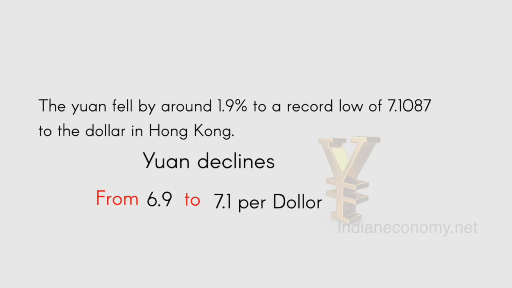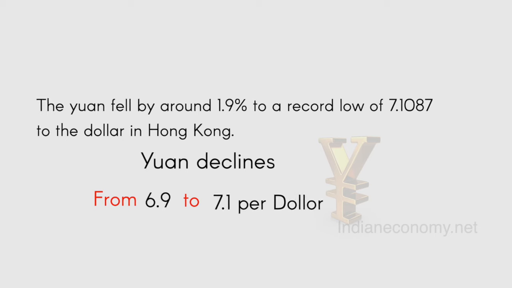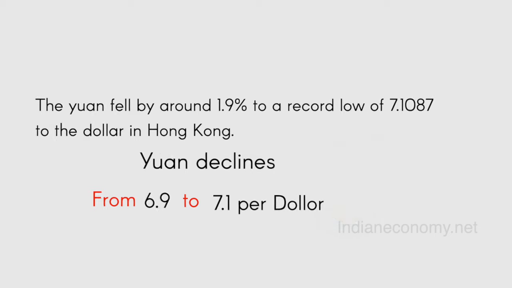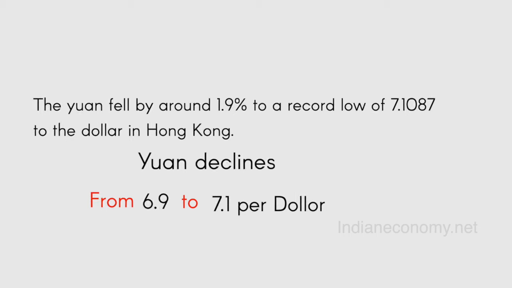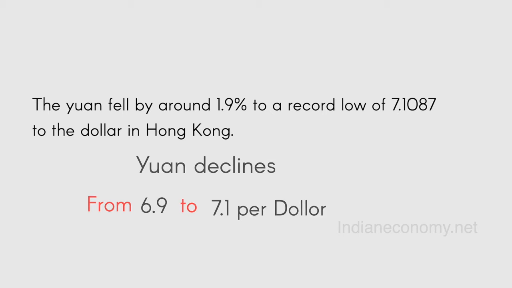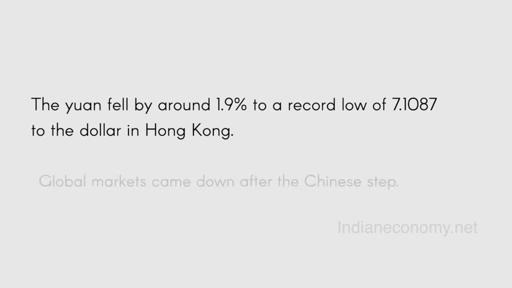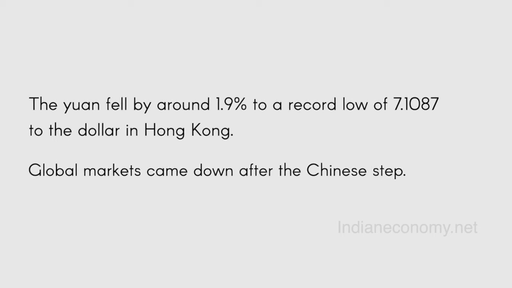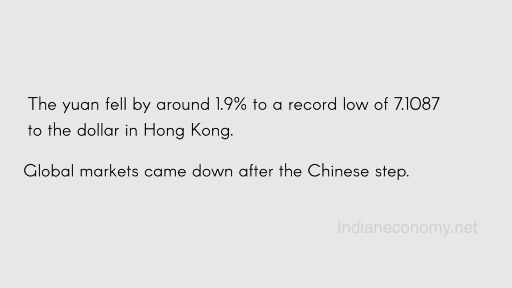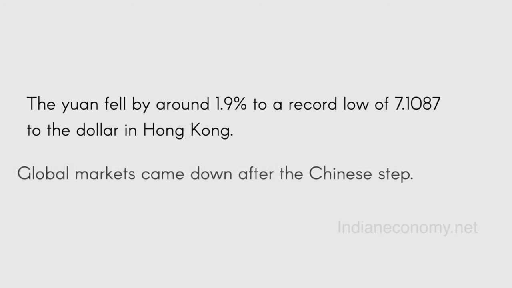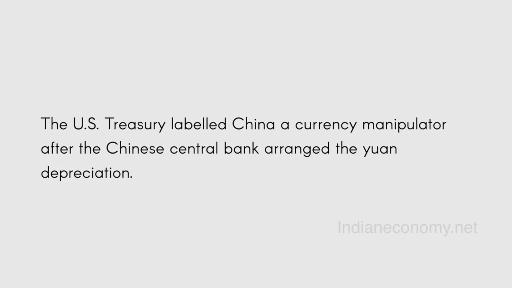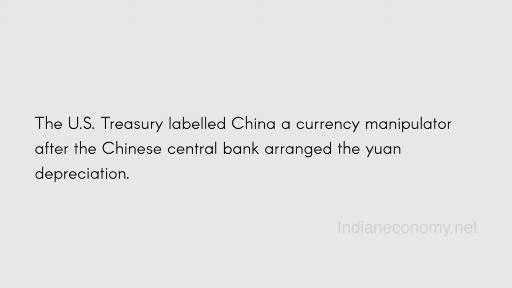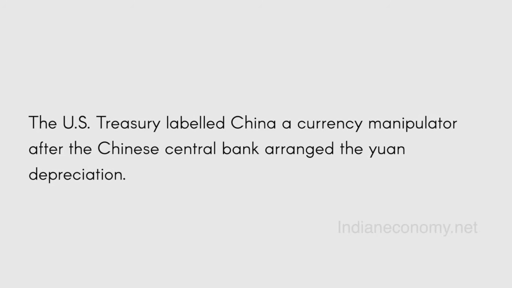As a result of this depreciation, yuan falling from 6.9 to 7.1, that means you have to give a higher number of yuan to get $1. As a result of this depreciation of the Chinese yuan, there is a steep decline in the global markets. The global markets were shocked, including in India, and the rupee came down. So after this arranged steep depreciation of yuan, the US Treasury labeled China as a currency manipulator.